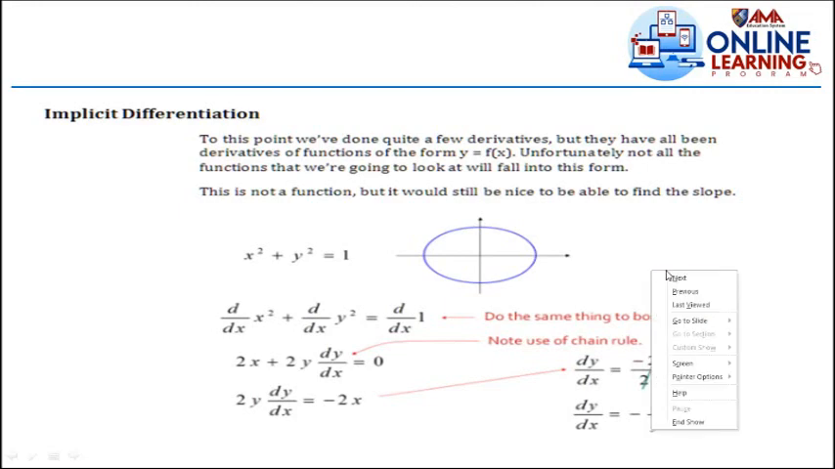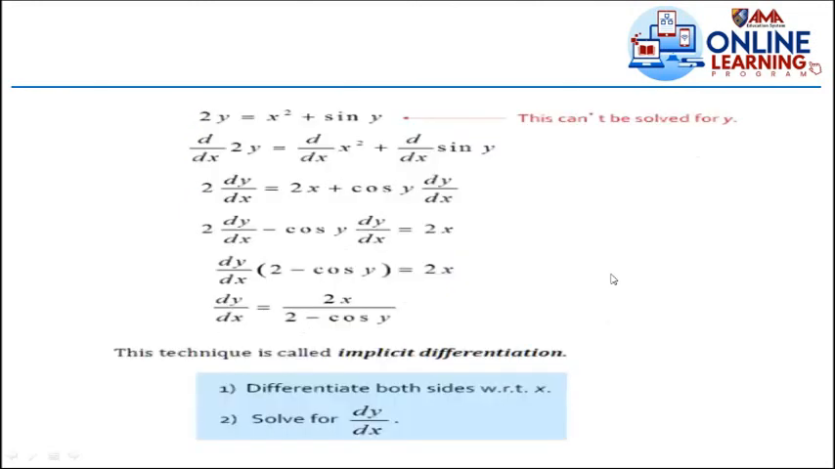So this is what we call implicit differentiation. Okay? So this cannot be solved for y, no? We have also, another example, 2y is equal to x squared plus sine y. So the derivative of 2y, okay?